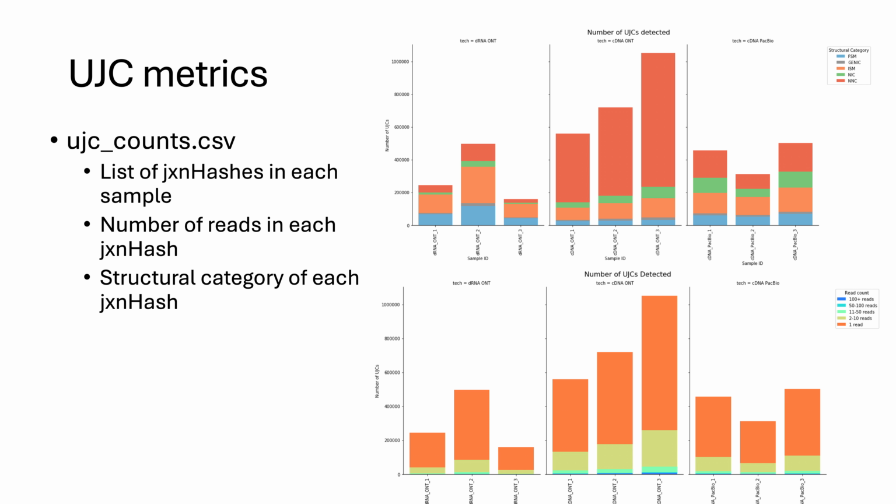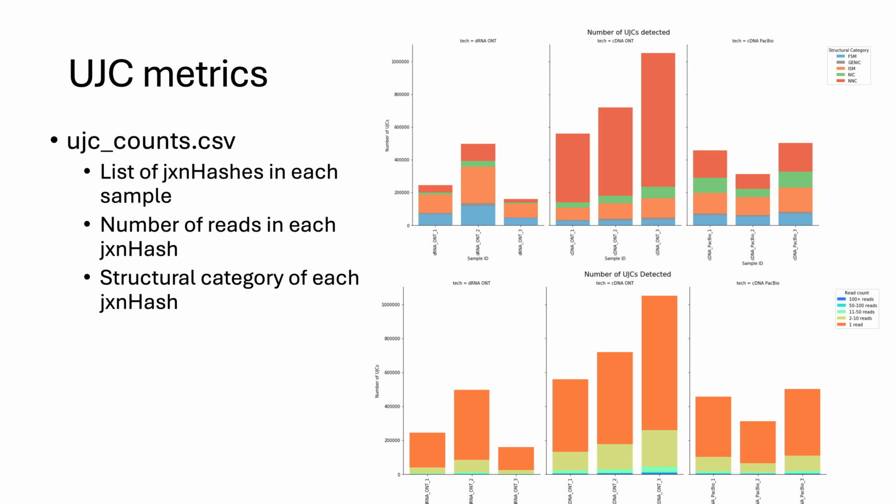Now let's look at UJC metrics, which are summarized in the file ujccounts.csv. This file lists all the junction hashes detected in each sample, the number of reads assigned to each UJC, and the structural category of each UJC. In the top plot, you can see the total number of UJCs detected per sample, broken down by structural category.